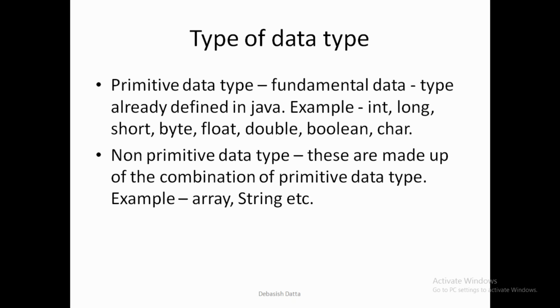Arrays and strings will be discussed with examples in later chapters. These are some advanced topics. So for the time being, we will just remember the names, that array and string are non-primitive data types.